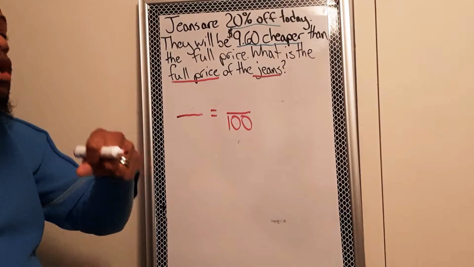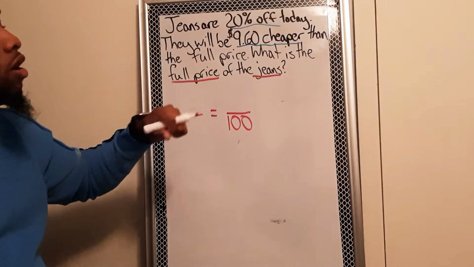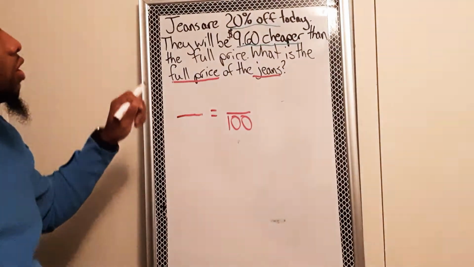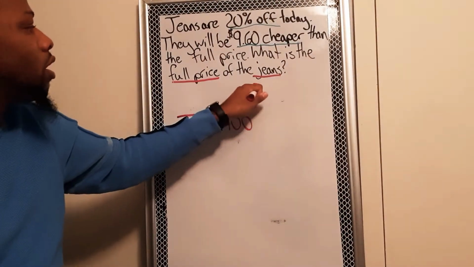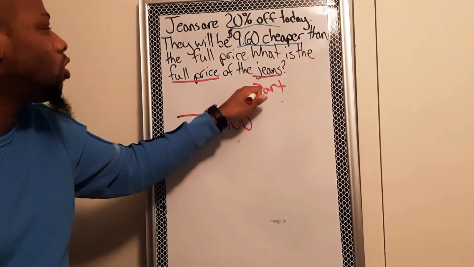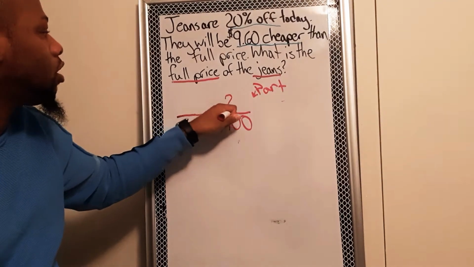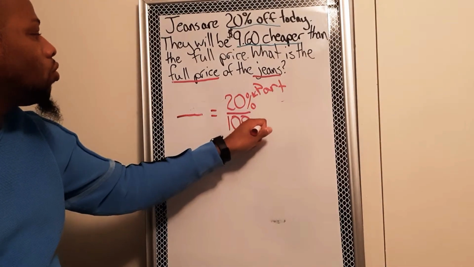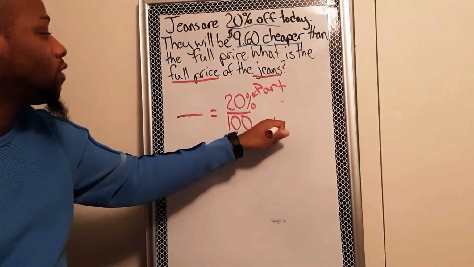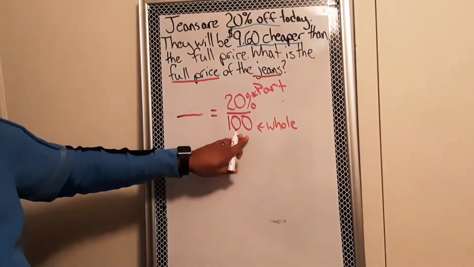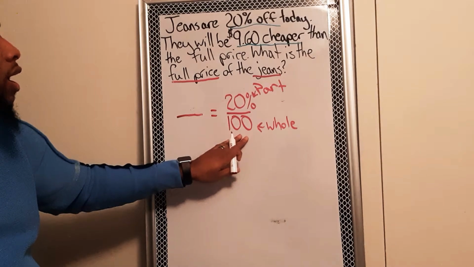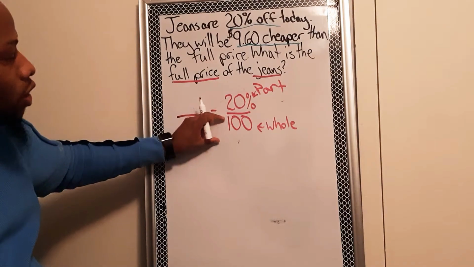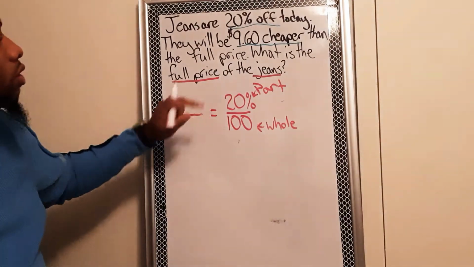So since I'm taking 20% off, that means I'm taking part of that 100%. Not the whole thing, but just part. So the part is always going to be in the numerator. That's the part you have, or in this case, the part I'm taking off. 20%. The total, or the whole, is what I need to have a total or whole. So 100% is what I would pay if the sale wasn't happening. But I'm taking 20% of that 100% off. So the part, the whole.